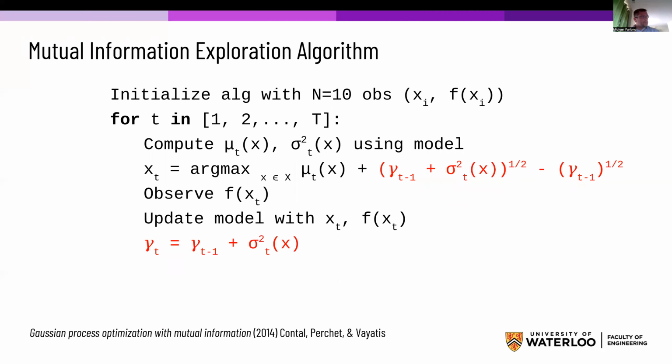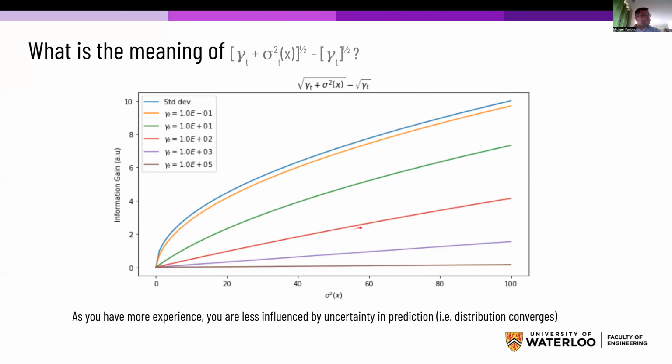And just so we understand what that term is doing, as we collect more data, gamma will grow. And the larger gamma is, the less of an influence the variance, the uncertainty here, has on the selection point. So this is a term that initially favors exploration, but as we explore and collect more information about the world, we then downweight the importance of exploration.